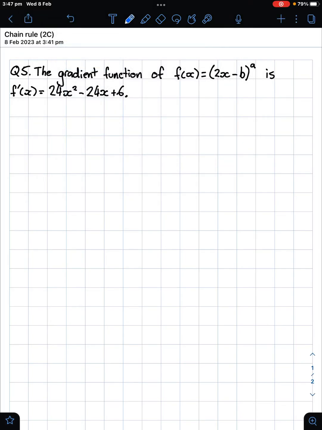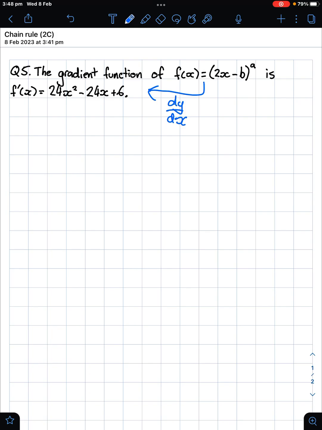So I was just given this question to do, and I'm happy to make a video for it. The gradient function of f of x equals (2x minus b) all to the power of a is this function. So it's saying if we take the derivative of this f of x, it has to equal this. I'm just going to use dy dx, even though it's technically not, equals this.